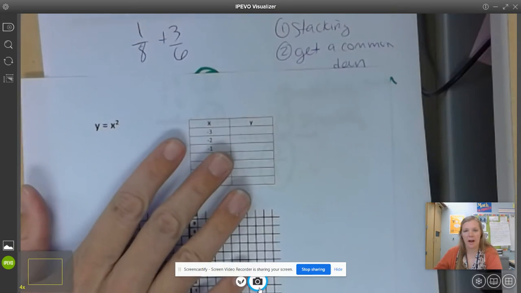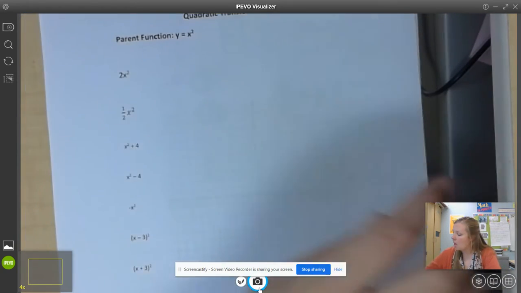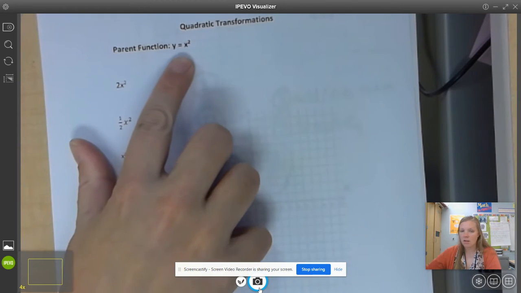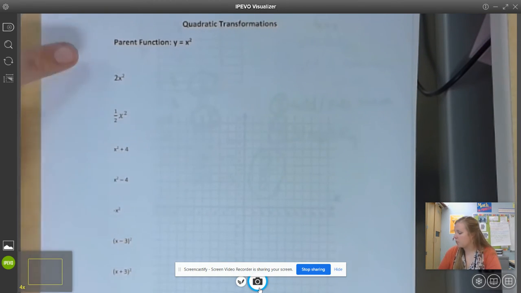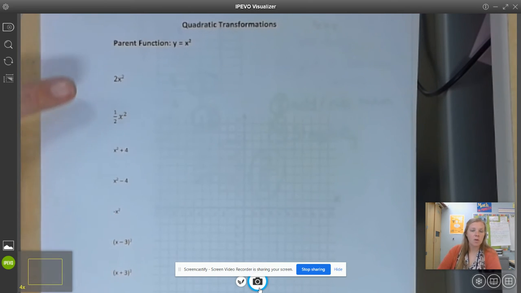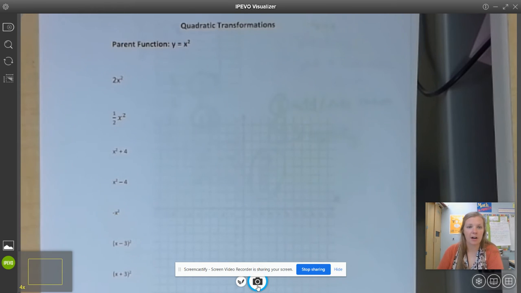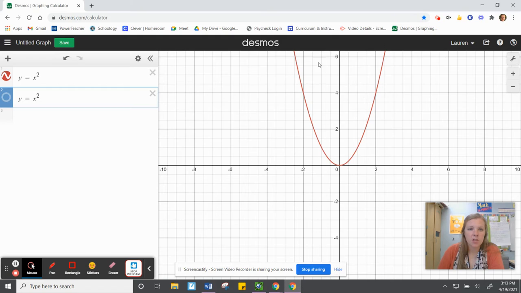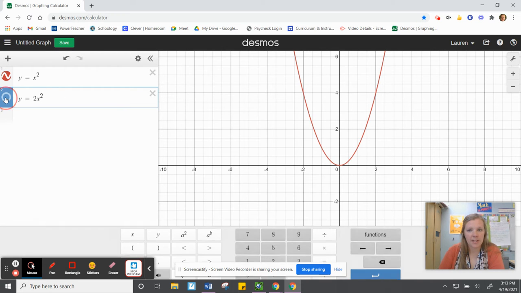Yesterday I was hoping that you would graph this and it showed that it was a parabola. But we're going to see what happens. This is called the parent function, y equals x squared, and if we translate or transform this by adding these numbers, how does it change the graph? So this first one is 2x squared. This red graph is my function, and I'm going to put a 2 in front. And then if I press this button, it graphs it.